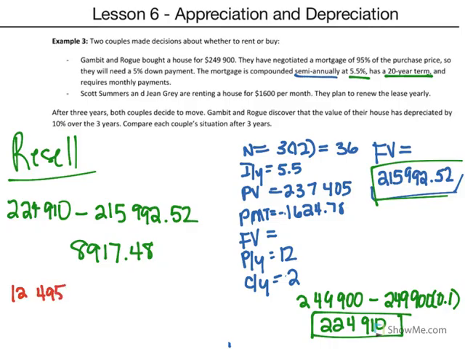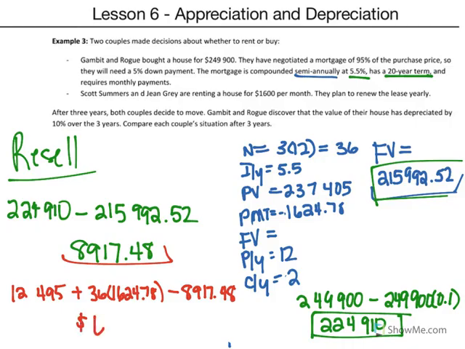So the total cost they end up spending for this is their down payment, the $12,495, plus the monthly payments of $1,624.78 over 36 months. But they gain money when they sell the house, so minus this $8,917.48. And when you add this all together, the total cost they spent for 3 years to live in this house was $62,069.60. So that's how much it cost them to live there.